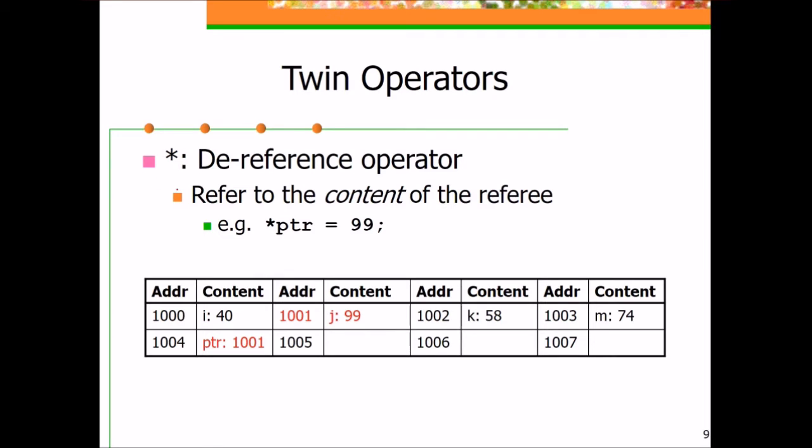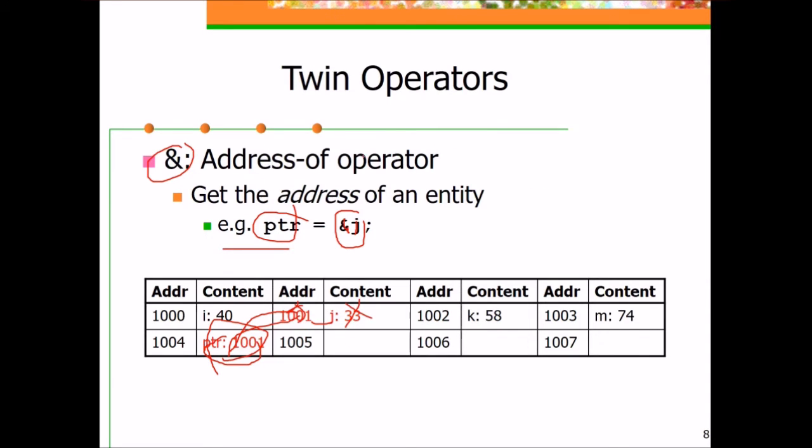Now we want to dereference it. This is the dereference operator. What is dereferencing? Just a star in front of a value or a pointer. So *ptr refers to the content of the referee. ptr is an address. If you put a star here, then it will be a value. ptr contains some address which is pointing to some value. This 99 will actually be assigned to the address contained in ptr. So ptr has 1001, and this address, 1001, will be assigned the value 99, not 33, meaning it will be replaced by 99.